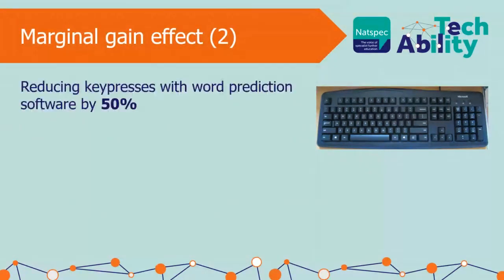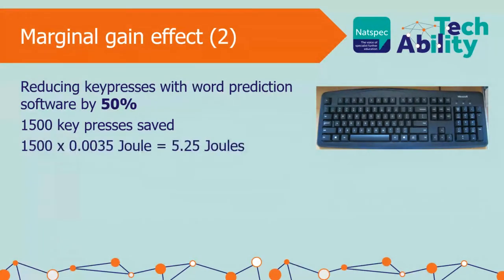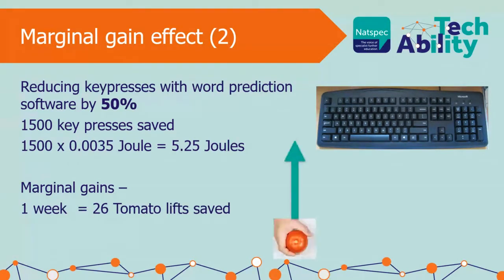So if we reduce that, just to scale that up again, if we manage to have great word prediction software, and the more you use word prediction software, the better it gets. So if that student uses it more over time, it will hopefully learn their patterns, learn what words they use. We could maybe reduce it by 50%. Then we're saving 1,500 key presses. And these things just multiply. 5.5 joules, 26 tomato lifts, 105 tomato lifts over the course of a month. Again, it doesn't seem like much, but it could be the difference.